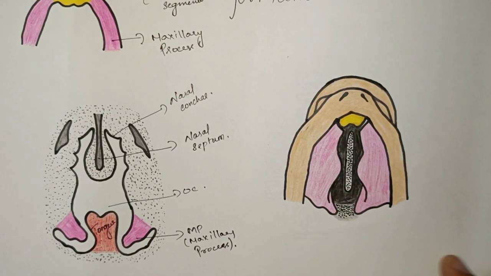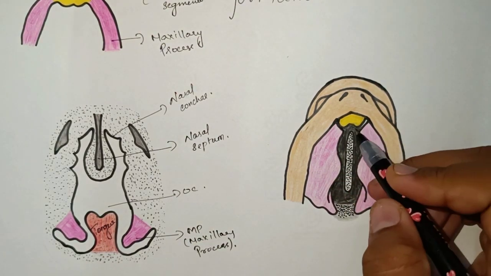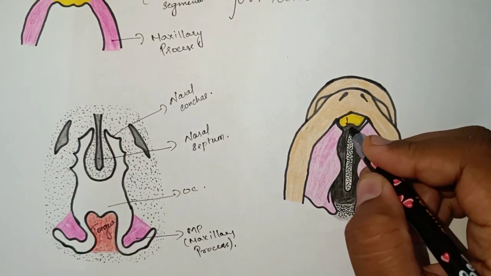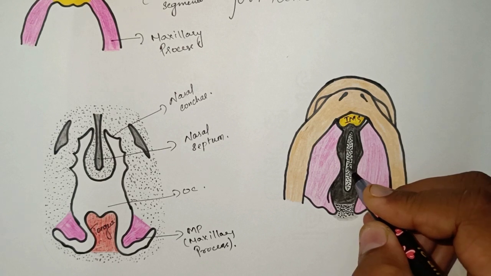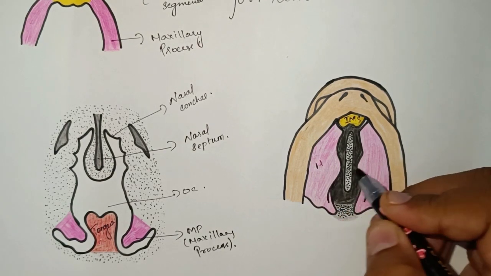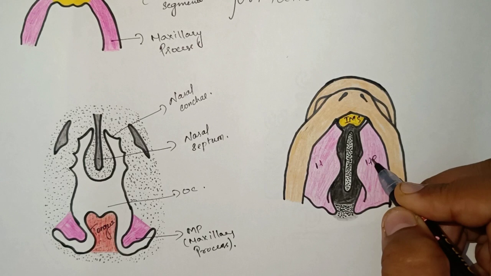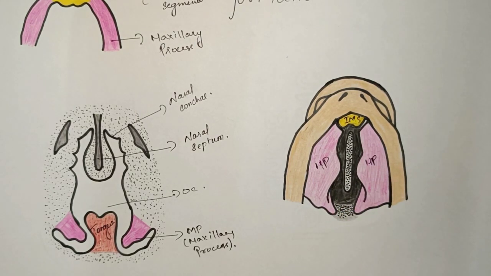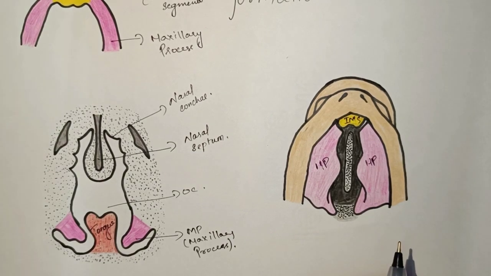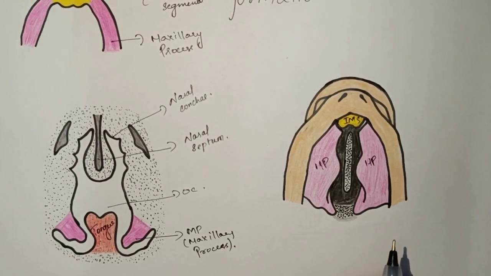Because the space is above the tongue, the palate will come and form above the tongue, and there will be a space between the tongue and the palate, which forms the future oral cavity. This is your nasal septum. This is your maxillary process in this image. This pink portion is your maxillary process, the yellow one is your intermaxillary segment, and the center one is your nasal septum. In the next image we will deal with how it happens.